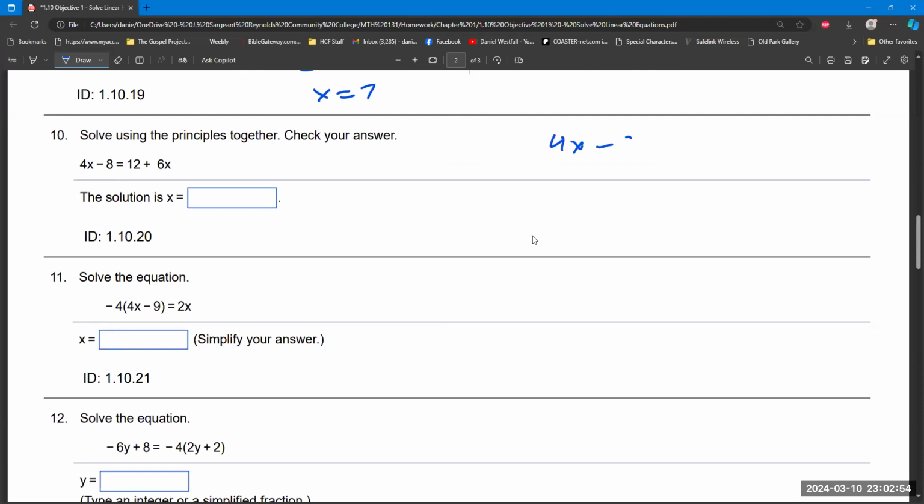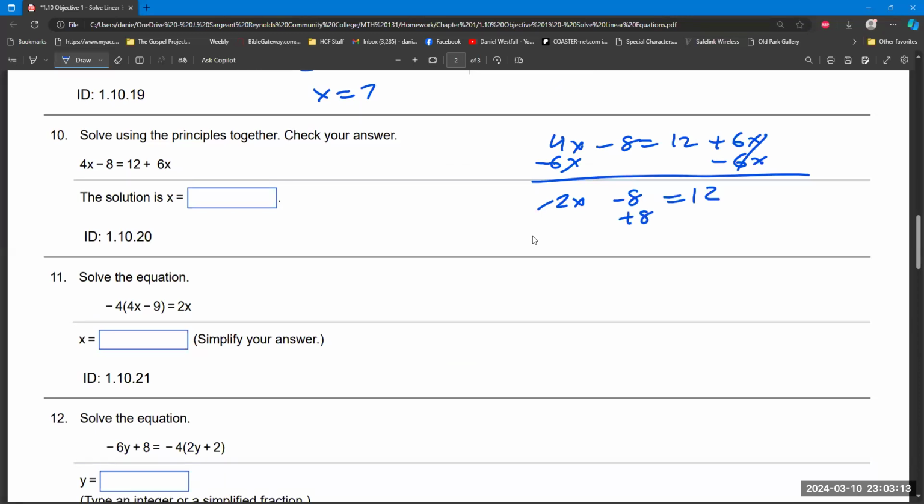4x minus 8 equals 12 plus 6x. We get to make a choice which side we want to bring our x's to. Let's bring them to the left. That's typically where we see our x's. So let's make this equal to -2x minus 8 equals 12. Let's get those constants over to the other side. -2x is equal to 20. Divide by -2, and x is equal to -10.